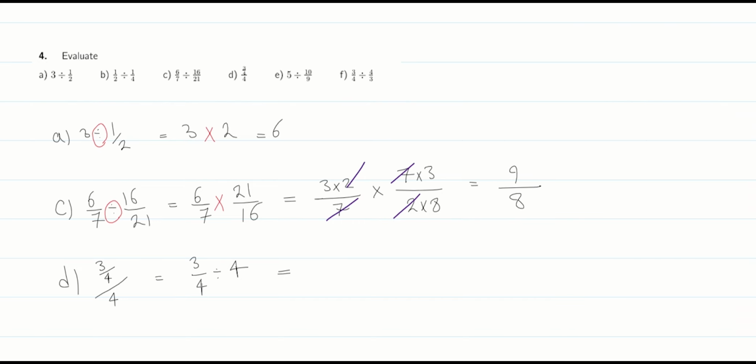This would be equal to, again, we're going to just write the first number, then we're going to change the division sign to a multiplication sign. Then we're going to take reciprocal of the second number, which is 1 over 4. And we're just going to multiply the numerators, 3, and we're going to multiply the denominators, 4 times 4, which would be equal to 16.